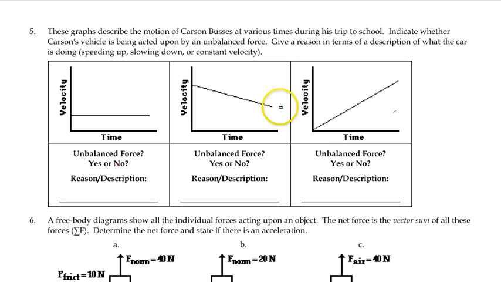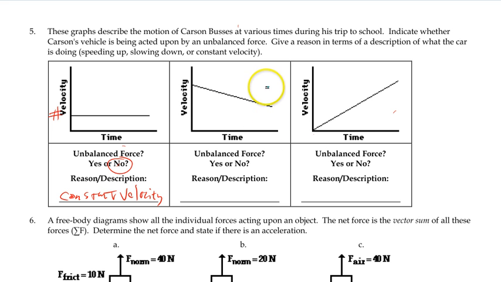So in the first one, the velocity is the same the whole time. It's staying at some value. Therefore, the forces are not unbalanced, so there are no unbalanced forces around. And the reason for that, again, is we are moving with constant velocity. Now, that's assuming there's no change of direction. We're moving along a single line.